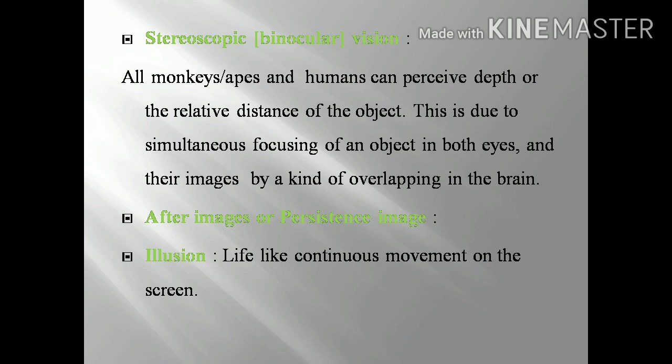Next, illusion. Illusion is nothing but the lifelike continuous movement on the screen. In a movie, pictures are projected on a screen at the rate of about 24 pictures per second. But we cannot see the individual frames on account of the after image in our eyes. Television too is similar, where the scanning beam of the TV camera moves so rapidly on the viewing screen of the TV set that our eyes cannot keep pace with it.